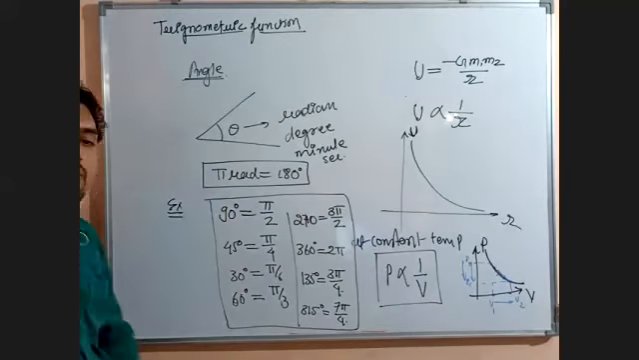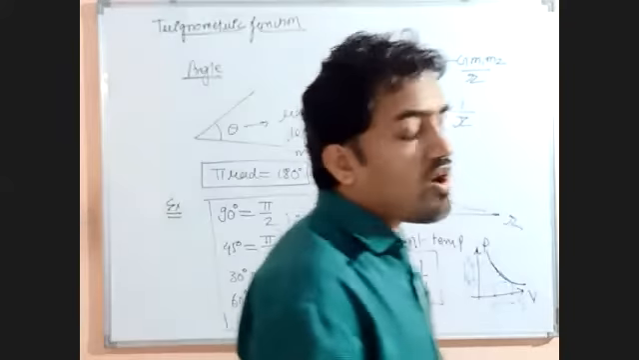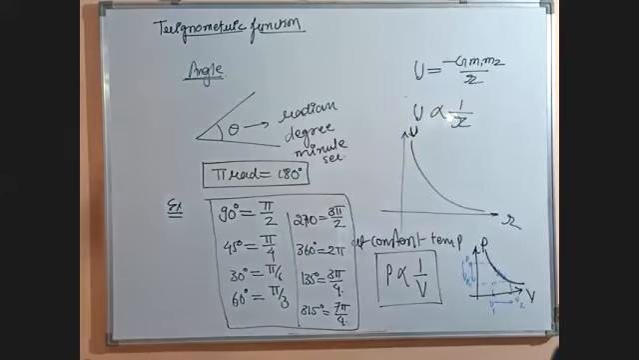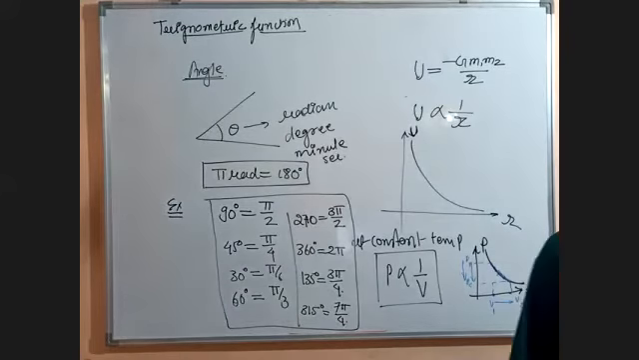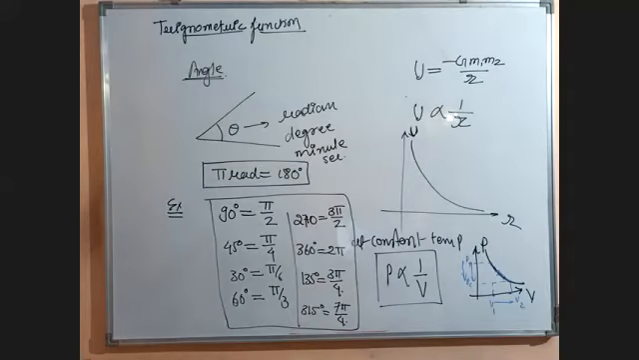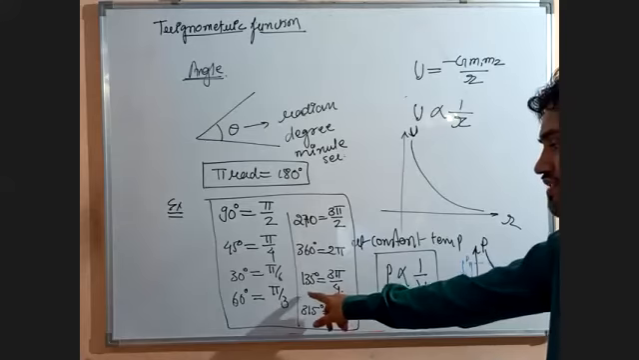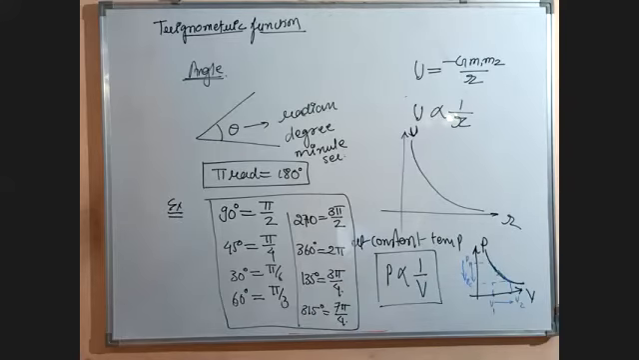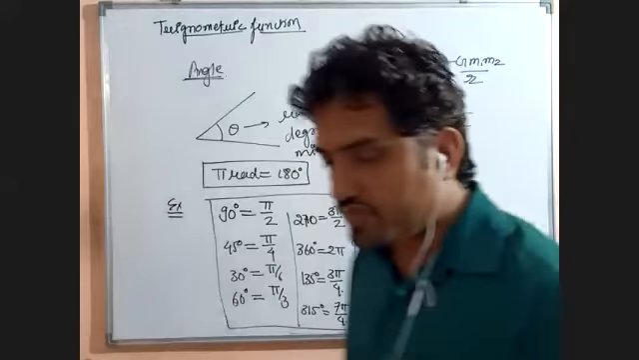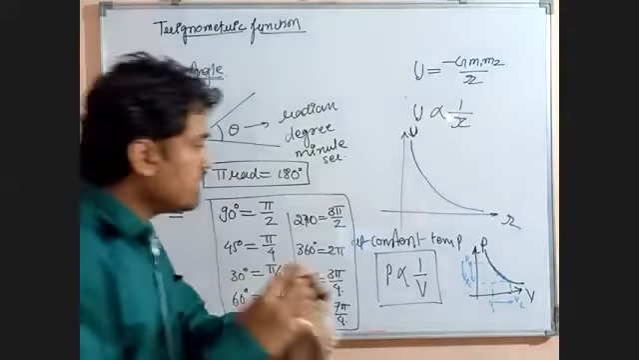What is the meaning of pi by 4? If I am telling that an object is thrown at angle pi by 4 with the horizontal, it means 45 degree. If the angle between two sides of a triangle is pi by 3, it is 60 degree. If an object is moving at angle 135 degree to another object, then it is 3 pi by 4. So all these angles you have to learn very well.